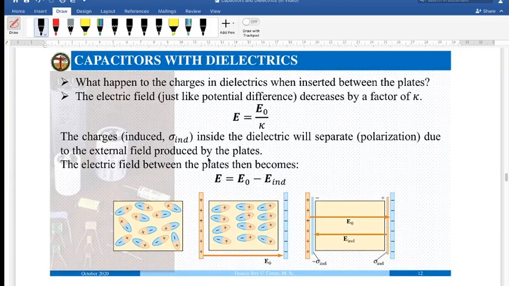So the next one is the atomic description of capacitors with dielectrics. So what will happen to the capacitors if there are dielectrics? Okay?